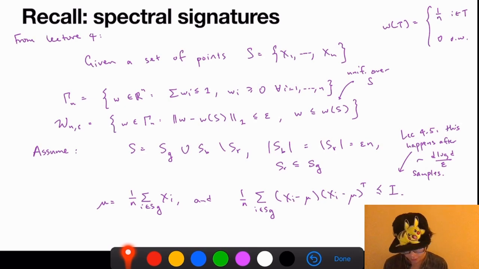And then we're going to make the usual structural assumption about S, that S is equal to S sub good union S sub bad minus S sub removed, with the usual conditions on these three sets. We're going to let mu be the mean of the good points, and we're going to assume that the covariance of the good points is bounded by the identity. And recall this is a deterministic condition, but in lecture 4.5 we argued that after something like d log d over epsilon samples from a distribution with a bounded second moment, it suffices to solve this problem.